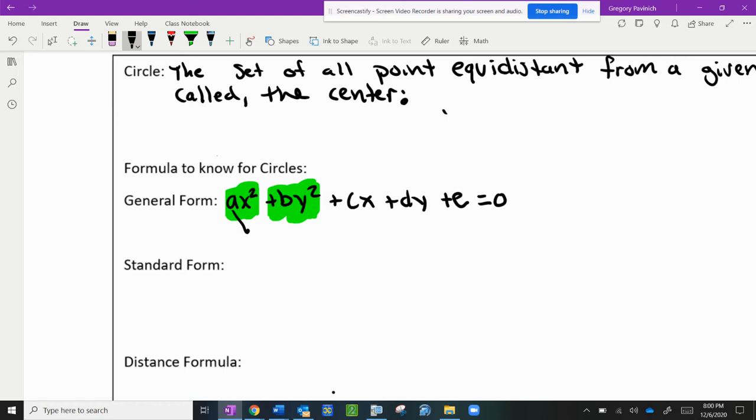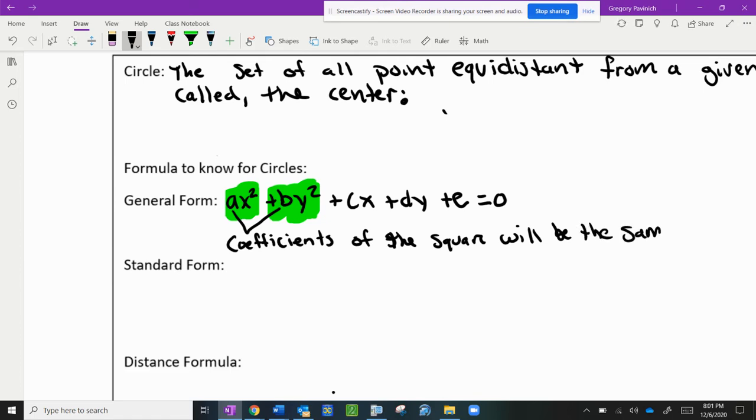In a circle, the coefficients of the squareds will be the same. Same sign and everything. So they'll both be 9 or they'll both be 1, which is the most typical one.